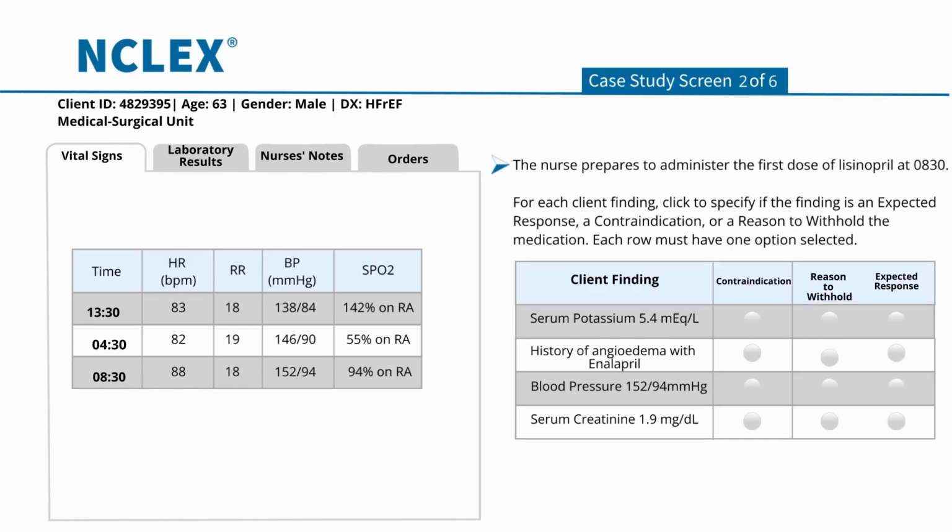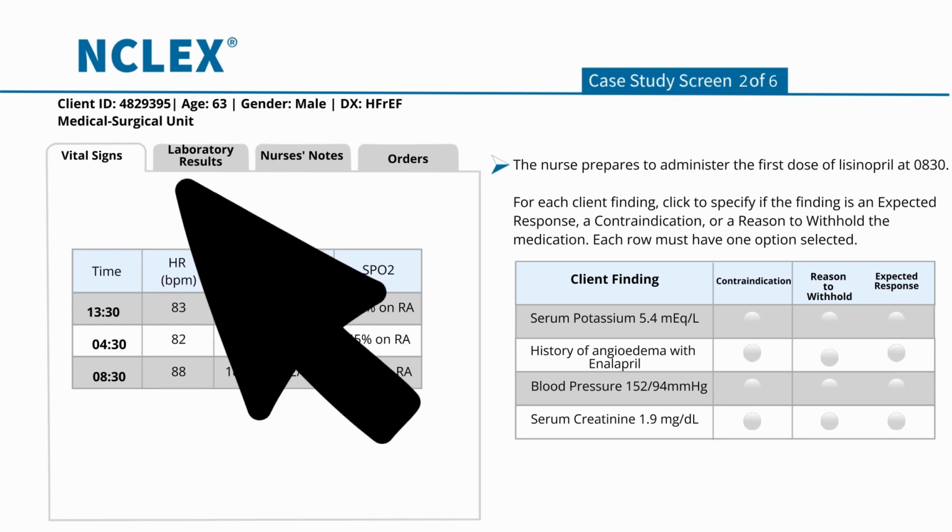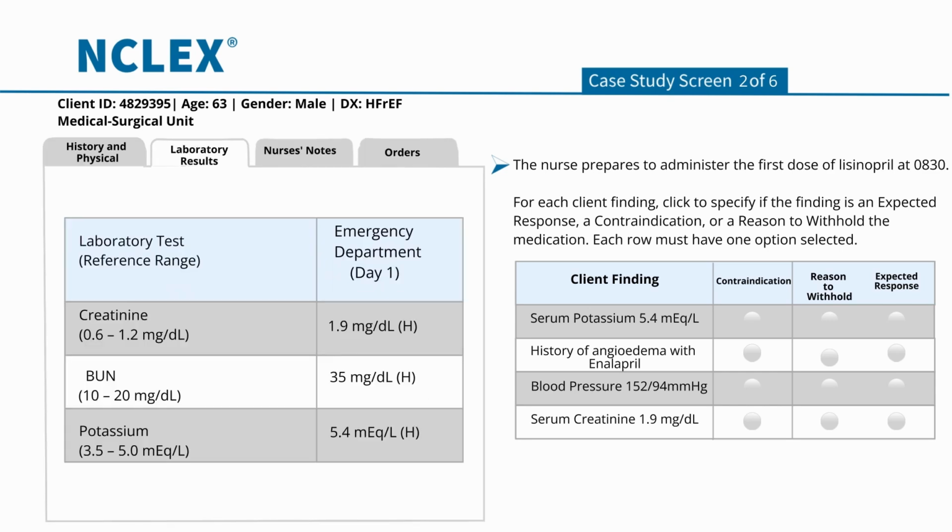Question 2. It is 8:30. Vitals are BP 152/94, heart rate 88. The provider orders lisinopril 10 mg PO daily and to monitor electrolytes. The question: for each finding, specify if it is an expected response, a contraindication, or a reason to withhold the medication. 1. Serum potassium 5.4. 2. History of angioedema with enalapril. 3. Blood pressure 152/94. 4. Serum creatinine 1.9.